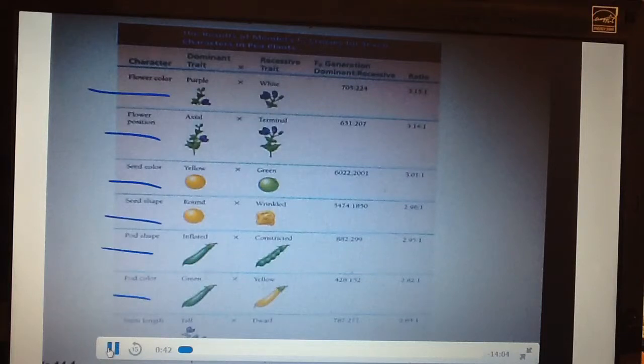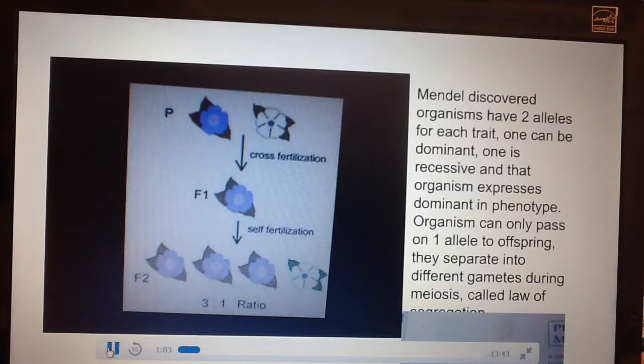And what he eventually found out as a result of looking at this is he came up with the 3-to-1 ratio. The 3-to-1 ratio is 3 times it showed up the dominant trait, 1 time it came up the recessive trait. And how was it when he cross-pollinated those true breeding plants? We're going to look at that in our next slide here.